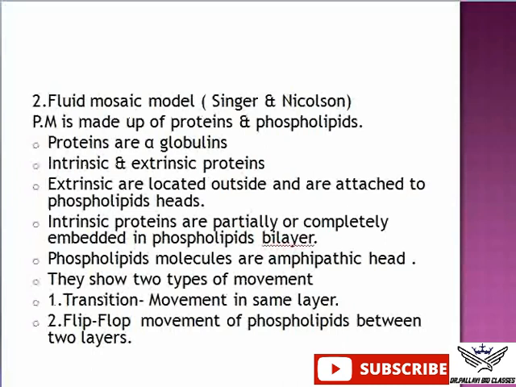They show two types of movement. One is transition movement and another one is flip-flop movement. Now what is meant by transition movement? The transition movement is the movement of the phospholipids in the same layer, whereas flip-flop movement of the phospholipids occurs in between the two layers, and therefore it is called flip-flop movement. Transition is the movement in the same layer.